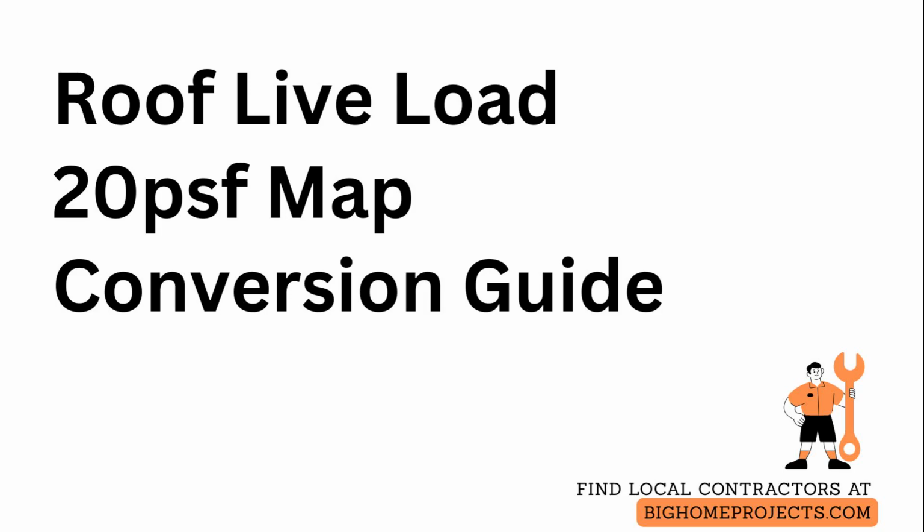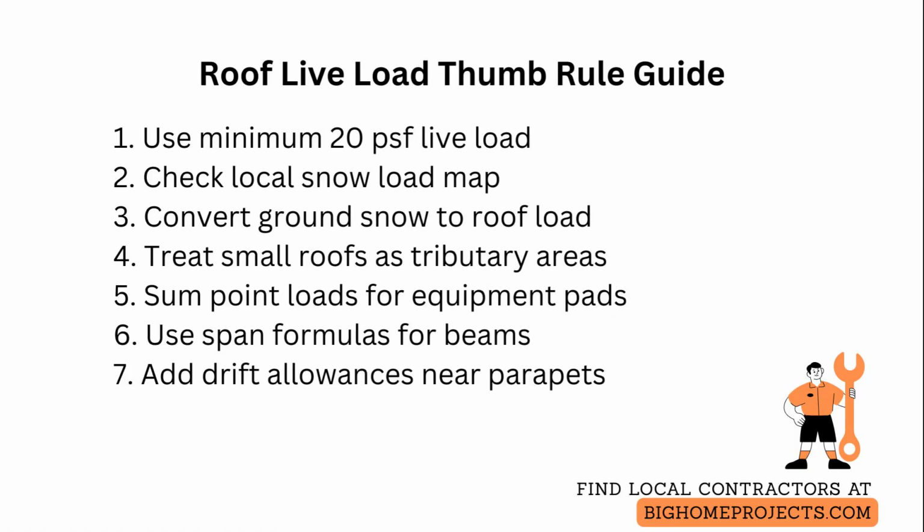Use a simple roof live load thumb rule to size structural members for routine maintenance and light snow so you can make quick, conservative decisions on small residential projects. A common rule is to start with a minimum live load of 20 pounds per square foot for occupancy and maintenance, then increase that value where rooftop equipment will be accessed or where local snowfall is heavier.